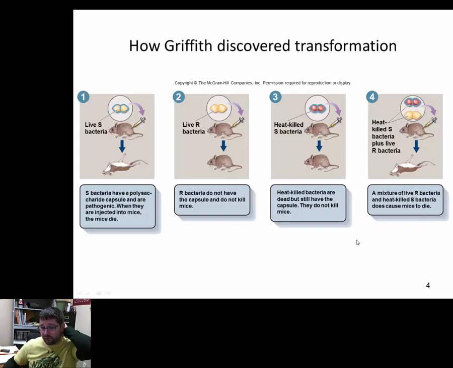So what Griffith figured out was that bacteria could transfer material from one bacterium to the next. But we know if we heat something that we're denaturing the protein. So this led him to believe that it's not protein being passed from one bacterium to the other, but it's something else. And in this case, it led us to the discovery that it was DNA and not proteins.